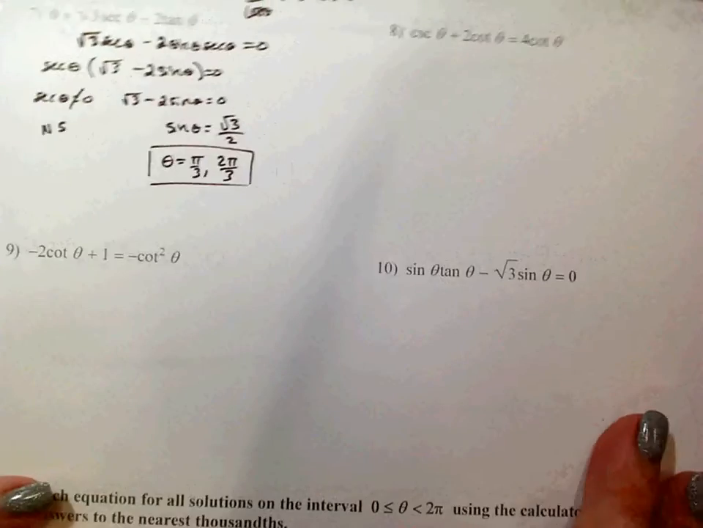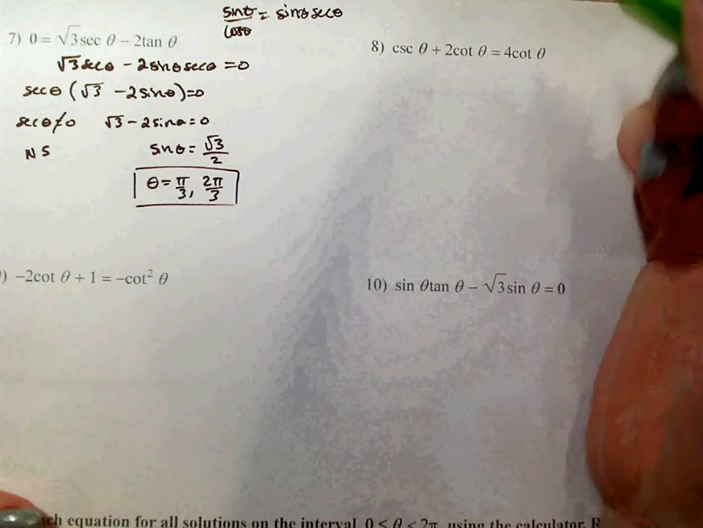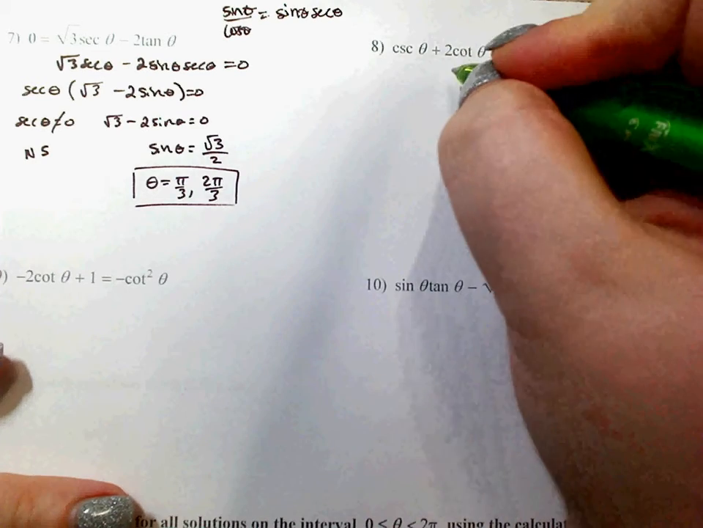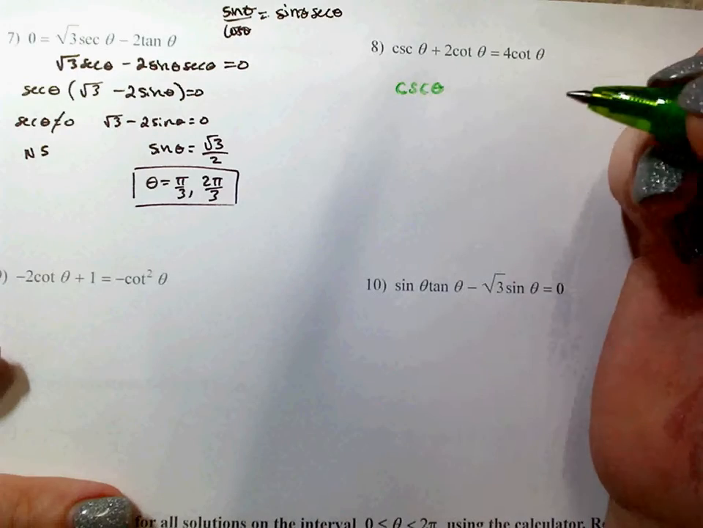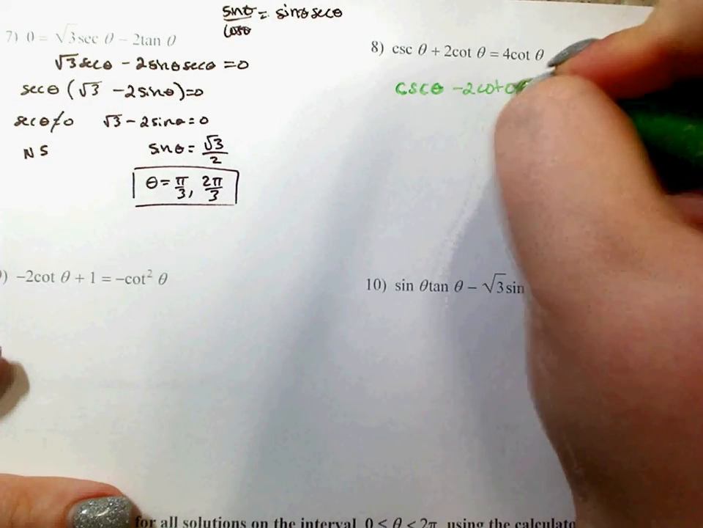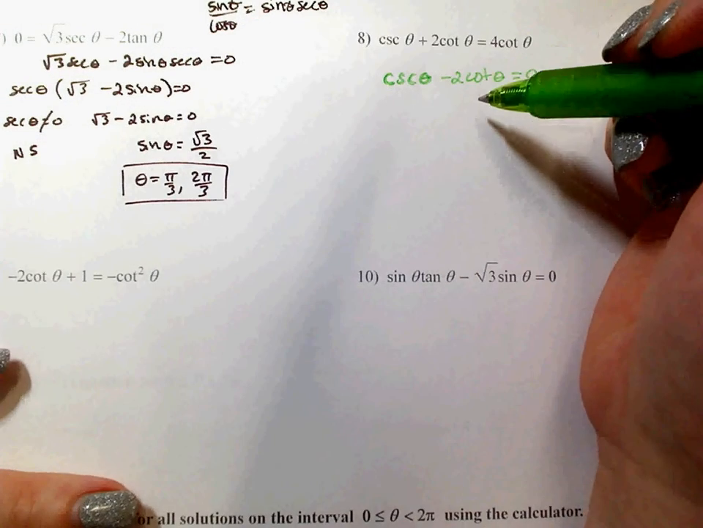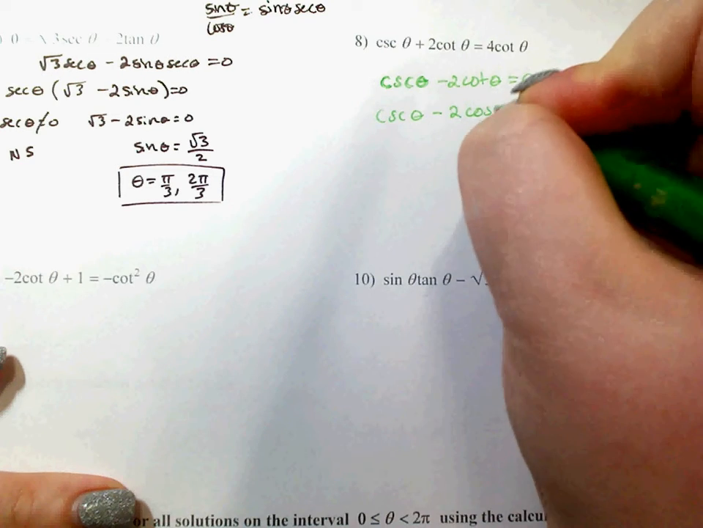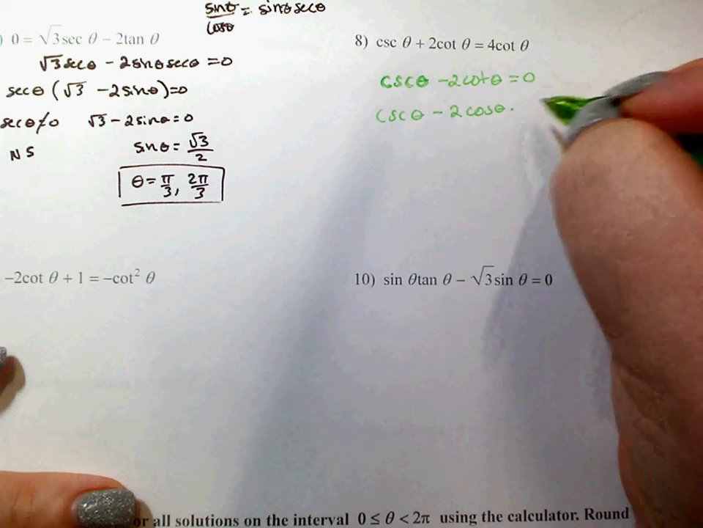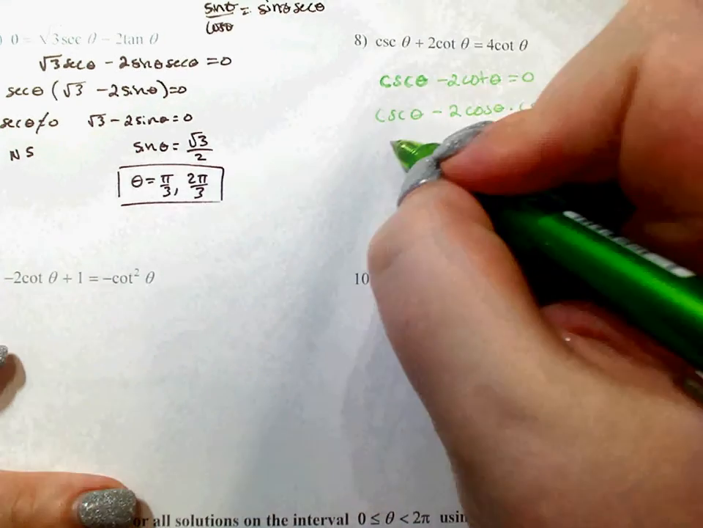Number 8, we want to get everything on the same side. So I'm going to subtract my 4 cotangent over, which leaves me with cosecant theta, and then minus 2 cotangent theta. And very similar to the last problem we did, cotangent is cosine over sine, which means I can rewrite this as cosine times dividing by sine, same as multiplying by cosecant of theta, which equals 0.